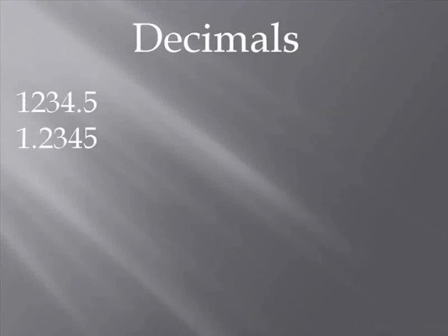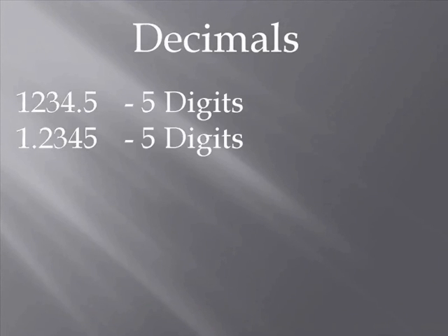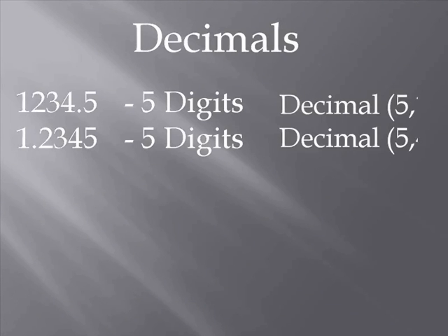Before we change the scaling of our decimals, let's see how SQL Server uses decimals. Both of these decimals would take up the same amount of memory in SQL Server. Why? What do they have in common? Well, both of these decimals are exactly 5 digits long. Now, they're not the same 5 digits. One is 5 digits with 1 decimal point. The other is 5 digits with 4 decimal points. The first one would be referred to as a decimal 5-1. The second one would be referred to as a decimal 5-4.